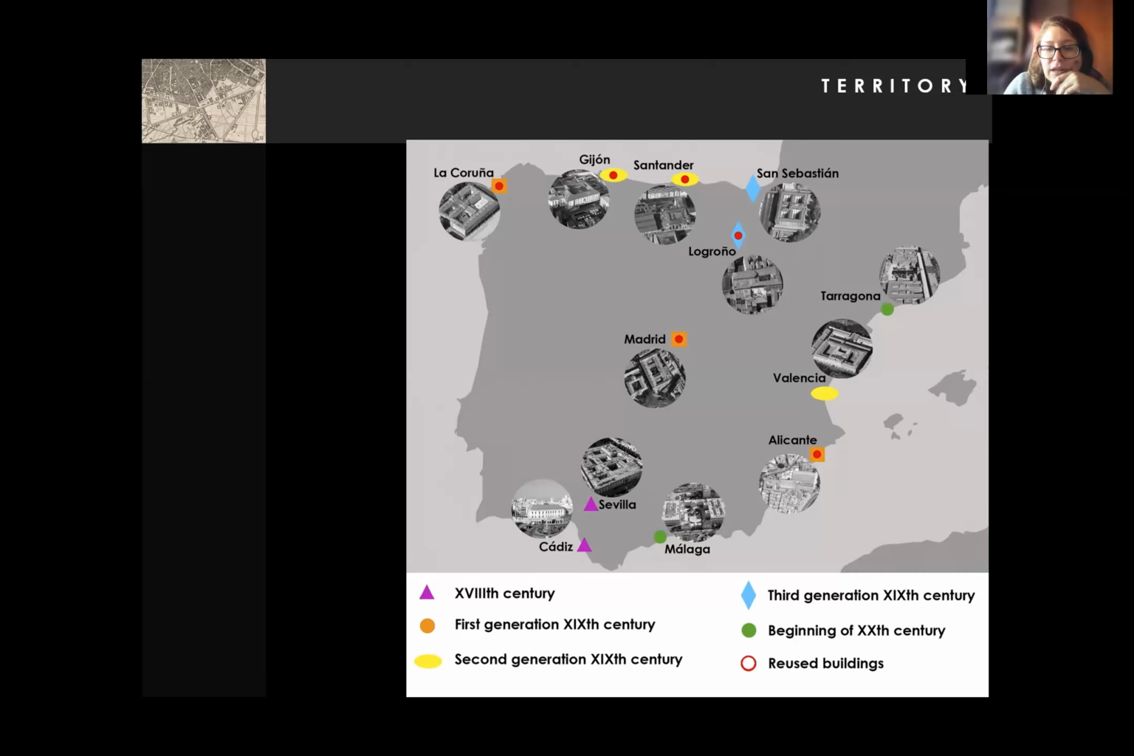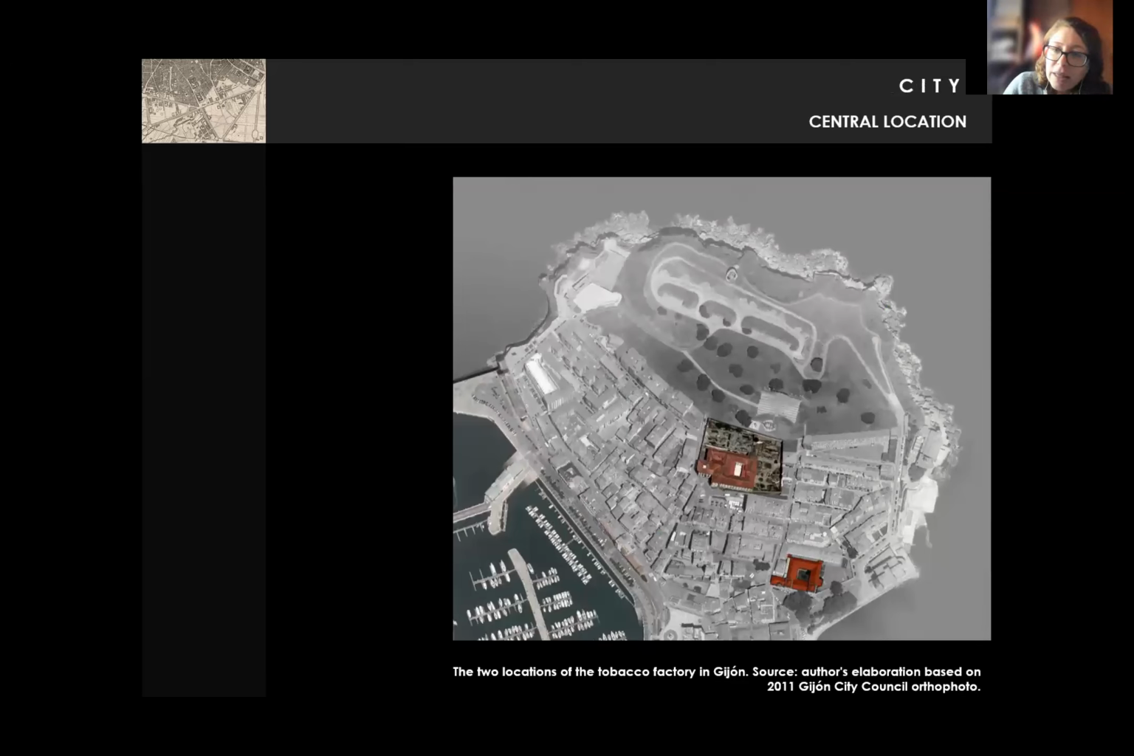Jumping to these dimensions from the territory to the city, you have to zoom in and think about two different situations: the situation where the tobacco factory was in the historical center of the city, in a central location, in factories installed in pre-existing buildings that were repurposed for the tobacco industry, and the ones in a close peripheral location to the city, which were new buildings constructed for this particular purpose for the tobacco industry.